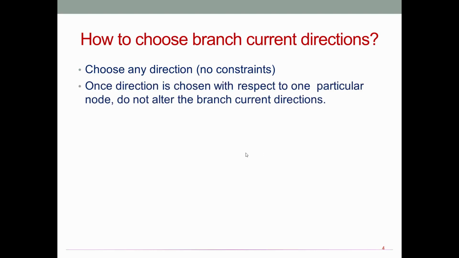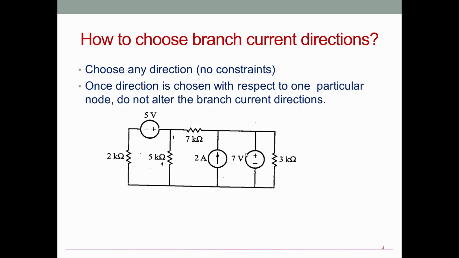But once the direction is chosen with respect to one particular node, do not alter branch current direction with respect to other nodes. These are the two guidelines available. Once again, I am taking the same problem. Now, how to choose branch current? Randomly you can choose. Say for example, I am choosing this as I1. So this is I2 and this is I3.